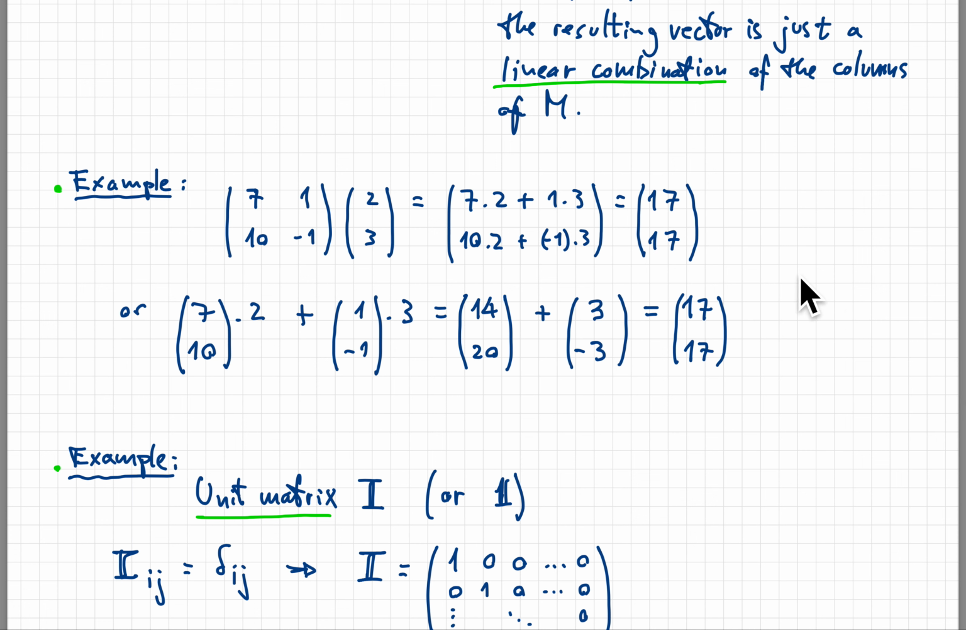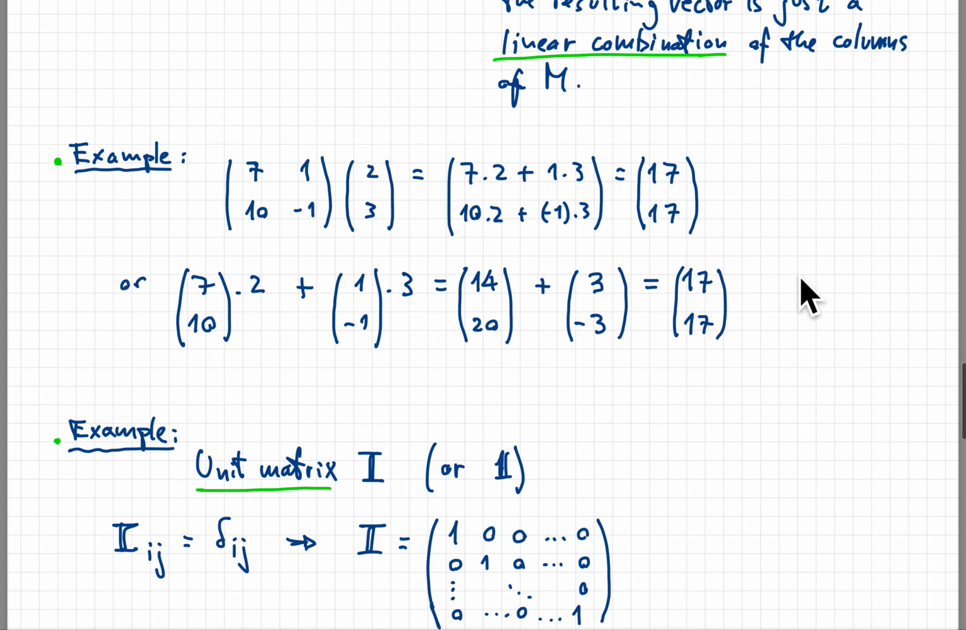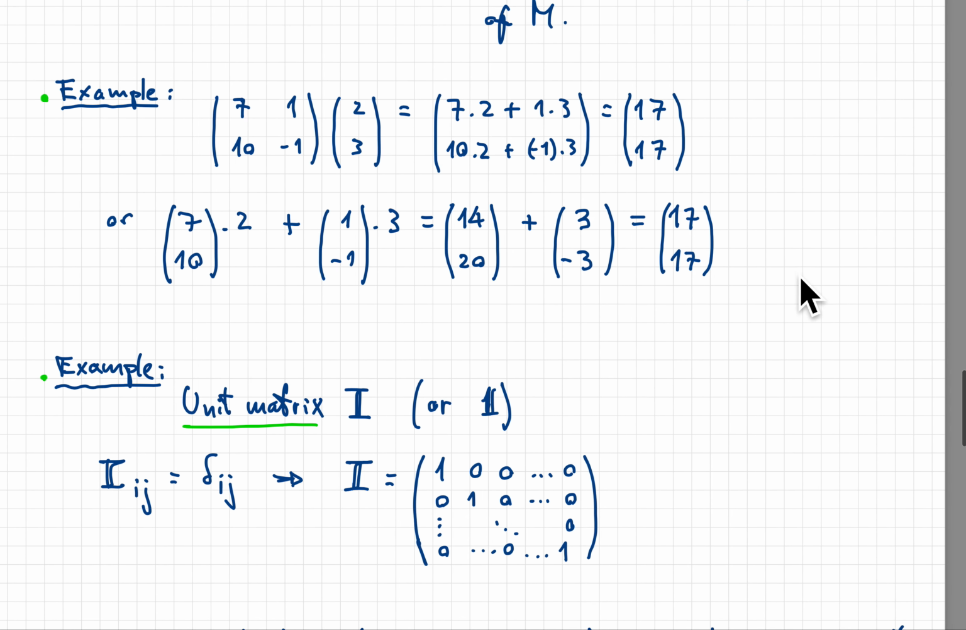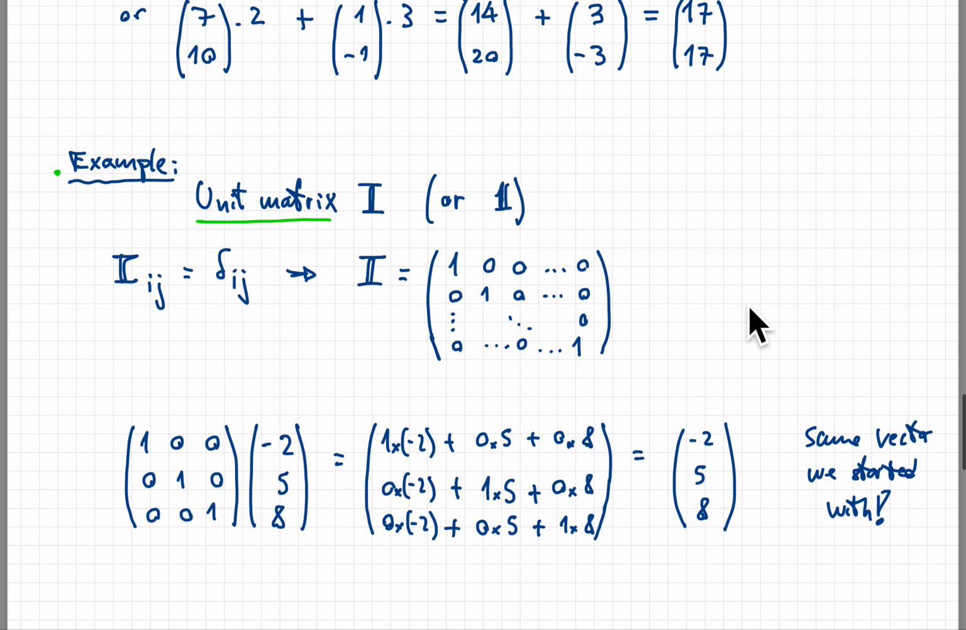And what if the matrix is not square? Okay, think about examples where we vary a little bit what we're doing here. That will always be useful for you to better understand what we're doing. So here's another example. Consider the unit matrix, what we call the 1 or I.